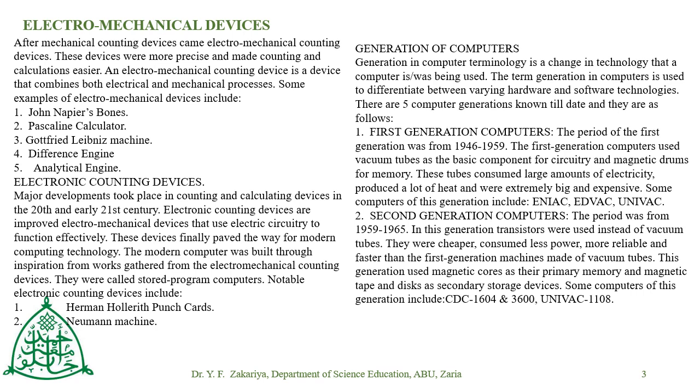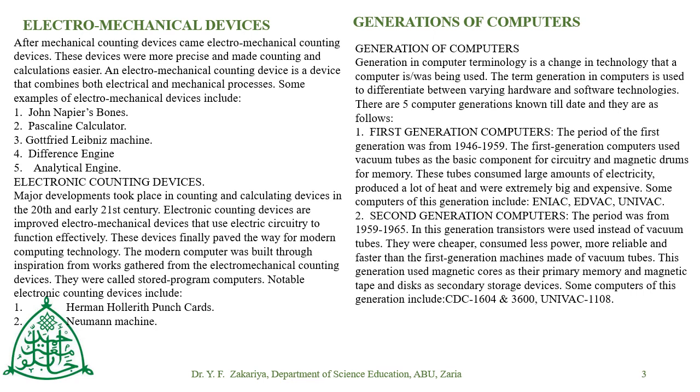My name is Adamu Zaliha, and I'll be taking generations of computers. Generation in computer terminology is a change in the technology a computer was used. There are five computer generations known till date. First generation computers took place from 1946 to 1959. The computers used vacuum tubes as the basic components for circuitry and magnetic drums for memory. These consumed large amounts of electricity, produced a lot of heat, and were extremely big and expensive. They include ENIAC, EDVAC, and UNIVAC.